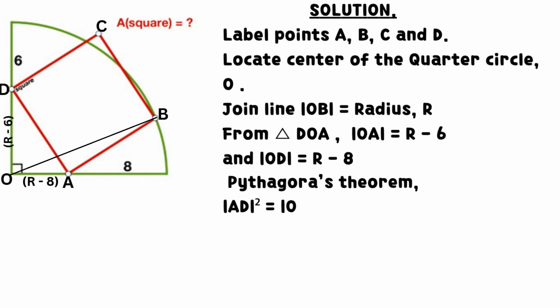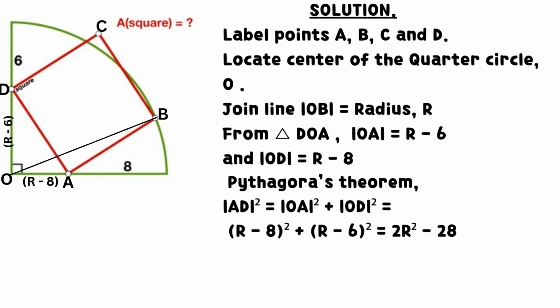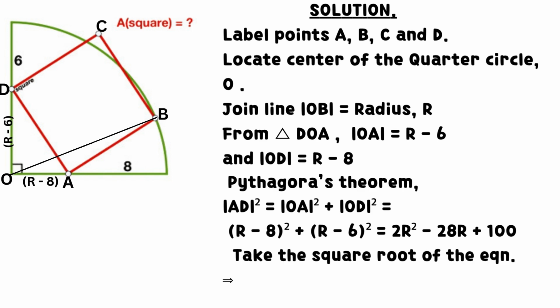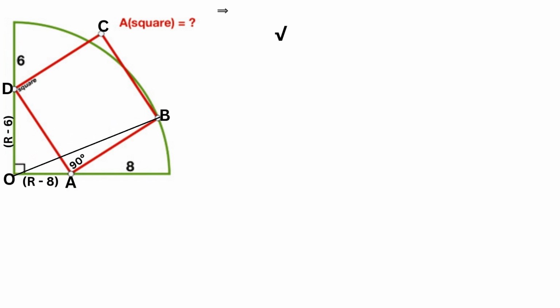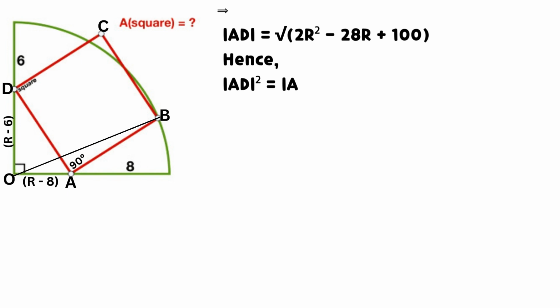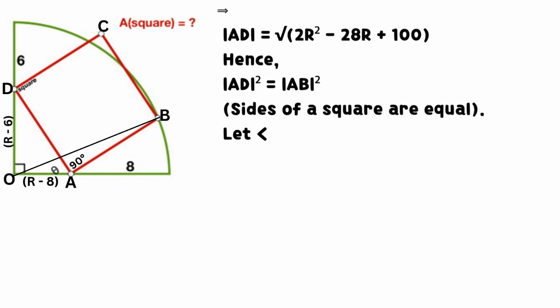By Pythagoras' theorem, the square of line AD equals the sum of the square of line OA and the square of line OD, which equals the sum of the square of R-8 and the square of R-6. The result equals 2 times the square of R-28 times R plus 100. Take the square root of the equation. This implies that line AD equals the square root of 2 times the square of R-28 times R plus 100.